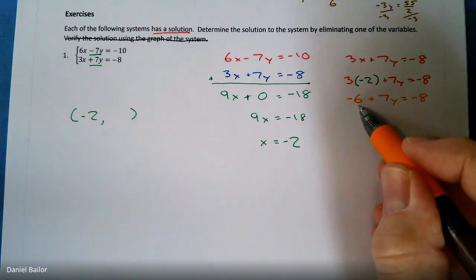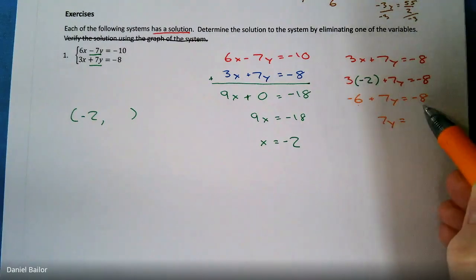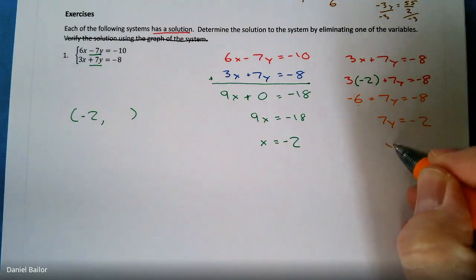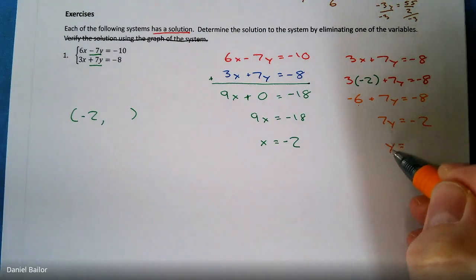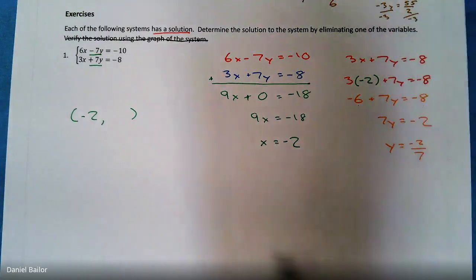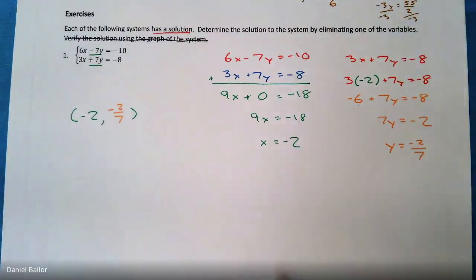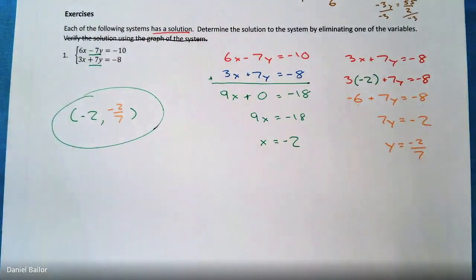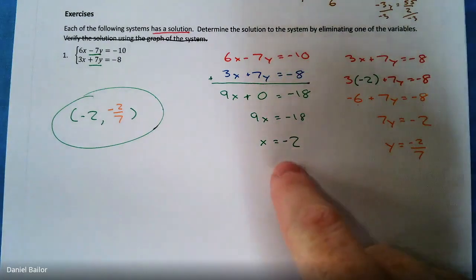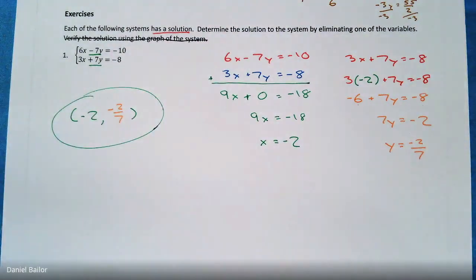I add 6 to make that go away, so I get 7y. Addition property says if I add 6 here, I have to add 6 here, so I get -2. Division property, divide by 7 to make the 7y turn into y, and I need to divide by 7 on that side. So my y coordinate is -2/7. And this is the answer. There it is right there. That's what you should have gotten when you used the elimination method. You eliminated the y variable to find the x, and then you put the x back in to find the y. And that is the solution for that system. I hope you got it.